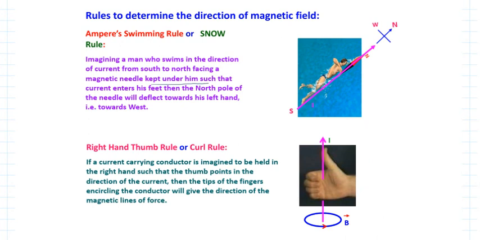Here you can see the current is entering through his feet, and this is where the compass needle is placed under him. When we imagine a current entering his feet, we observe that the compass needle will deflect towards his left. That means towards the west. This is how we can figure out the direction of magnetic field by using Ampere's swimming rule.